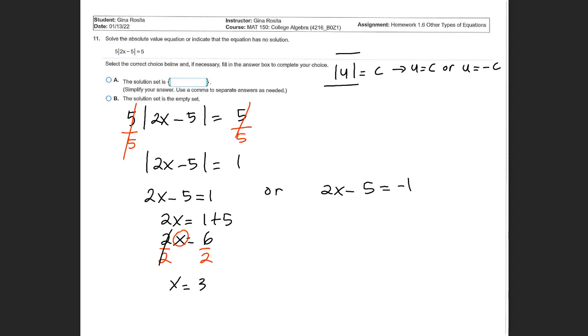Now, next one. Negative 5 moves to the right side and becomes positive. So 2x equals negative 1 plus 5. So 2x equals 4. We need x, so you divide by 2. The answer is x equals 2. After that, you just check again to make sure the statement is true. So the answer is x equals 3 or x equals 2.